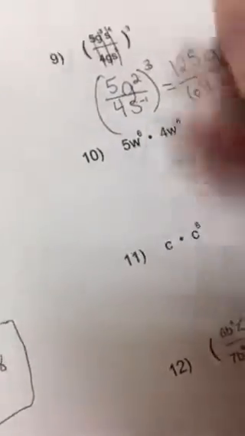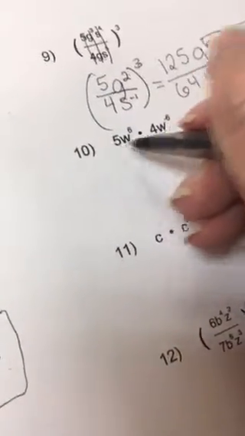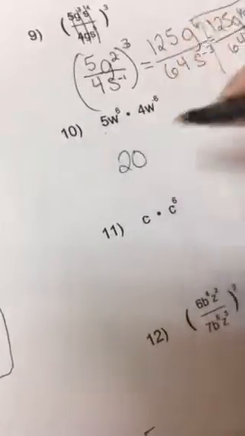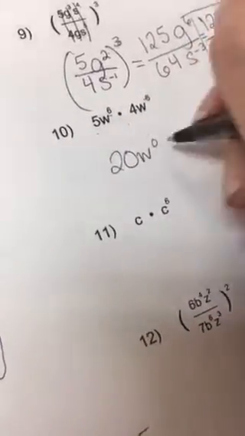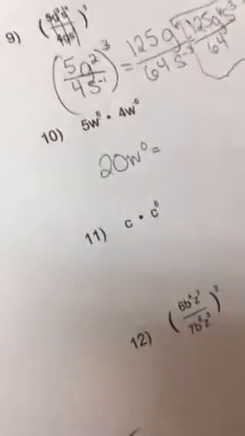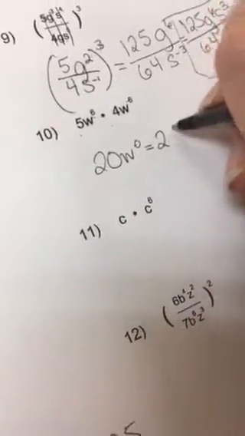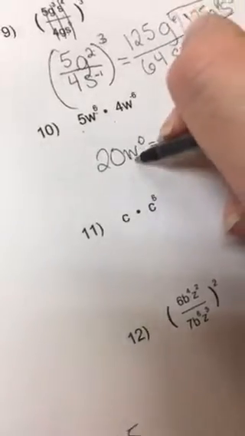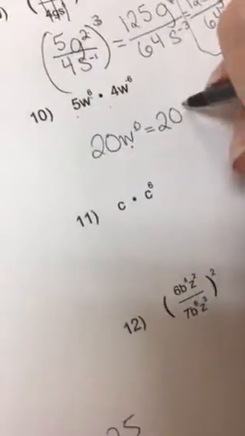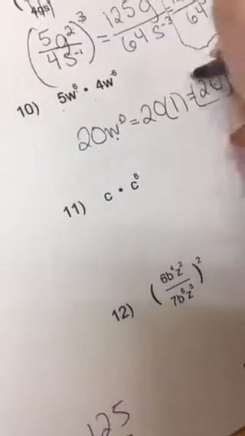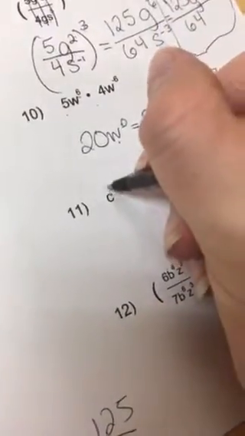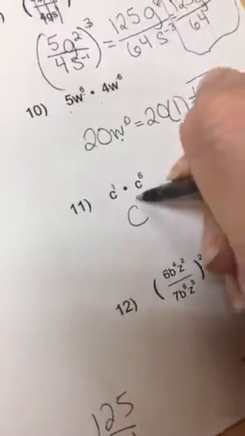10, multiply your coefficients first. 5 times 4 is 20, and then 6 plus negative 6 is w to the 0 power. Anything to the 0 power is just 1. So this becomes, instead of 20 times w to the 0 power, 20 times 1, which is just 20. c to the 1st times c to the 6th is c to the 7th power.